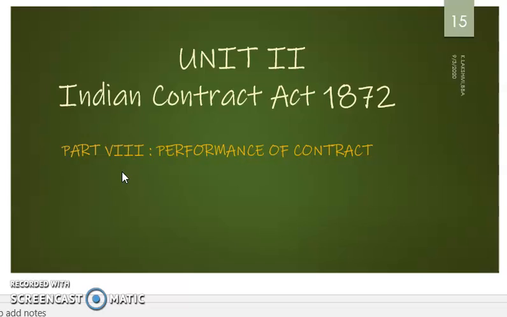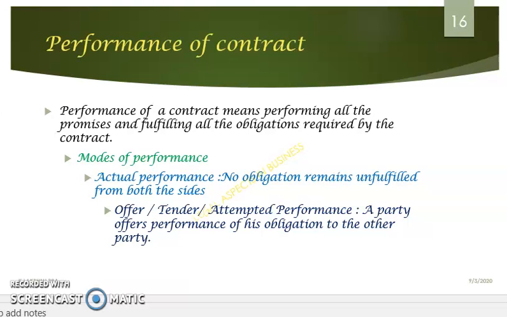We were seeing the second unit, Indian Contract Act 1872. Today we'll discuss Module 8, Performance of Contract. Performance of contract means performing all the promises and fulfilling all the obligations required by the contract. It implies a contract is performed when the parties to it fulfill their respective obligations arising under it.